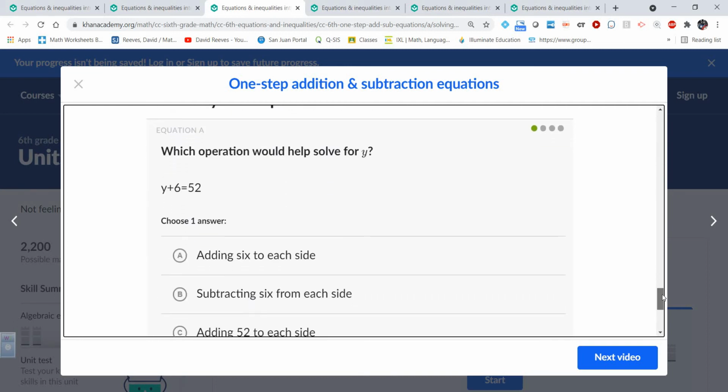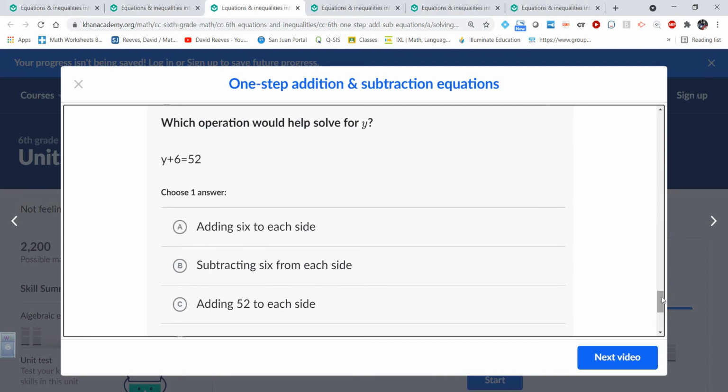All right, so take a look here. We have y plus 6 is equal to 52. Well, if our goal is to get that y by itself to find out what it was before we added 6, what should we do? Should we add 6, subtract 6, or add 52 to each side?